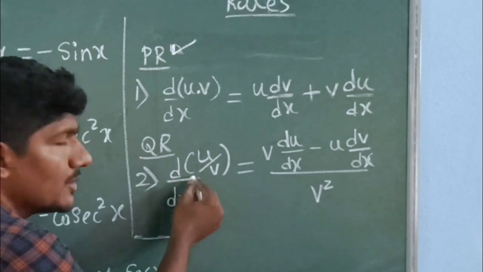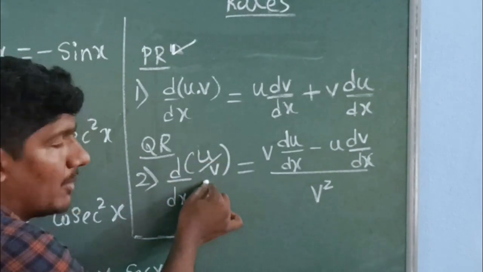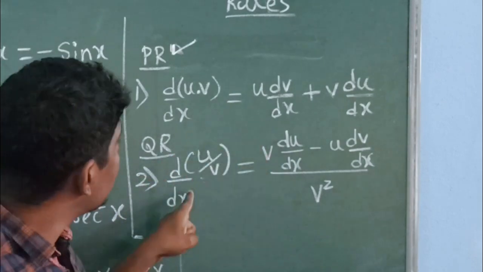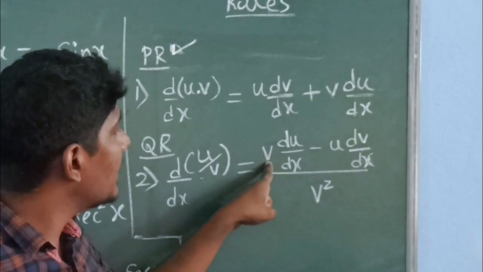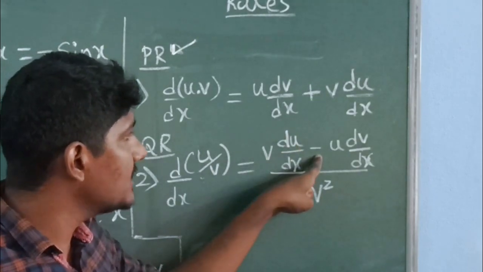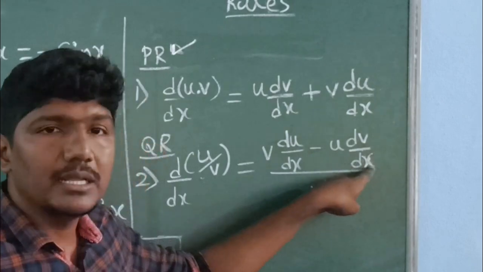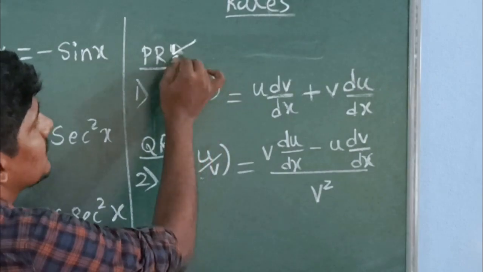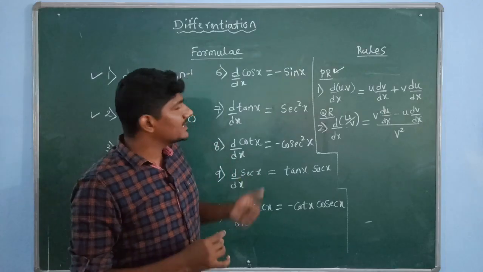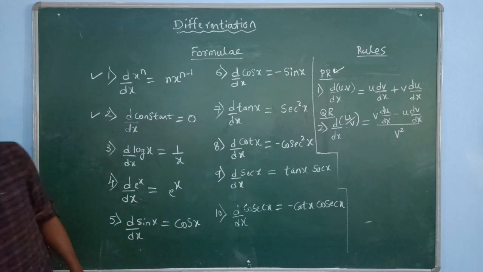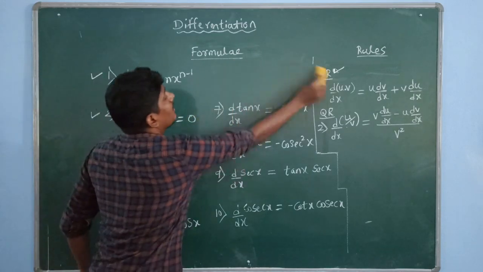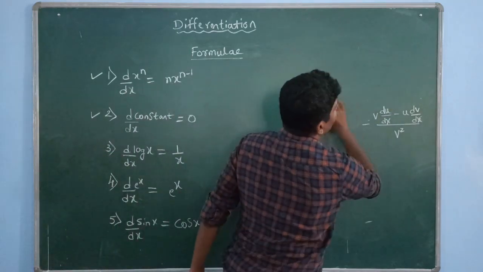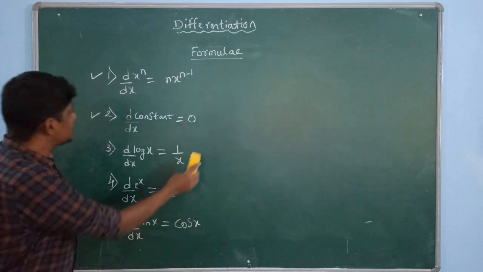Next we have the quotient rule. It is used for the u by v form. This is product and this is quotient, u by v form. How to differentiate u by v? Keep v outside, du by dx, minus u keep outside, dv by dx, whole divided by v square. Out of these two rules, the first one is very important. Now let's see some examples using the formula. First formula. Let's see how to work it out.